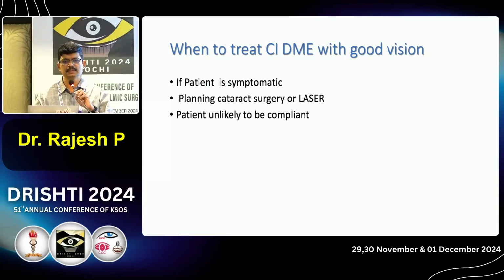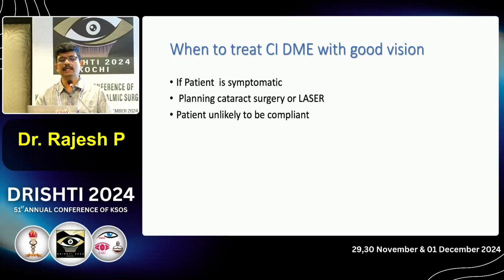Yes, there are situations where we will have to treat the patient with 6/6 vision, because if the patient is symptomatic, some of these patients will have the cyst right at the center that can impair the entire vision. The quality of vision may be affected. They can have micropsia, metamorphopsia, macropsia, etc. Then that is one situation where you have to treat the patient.